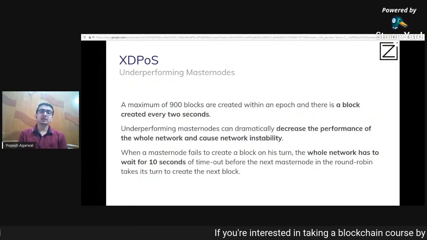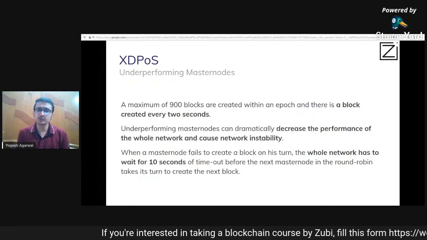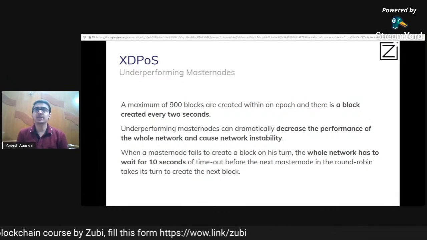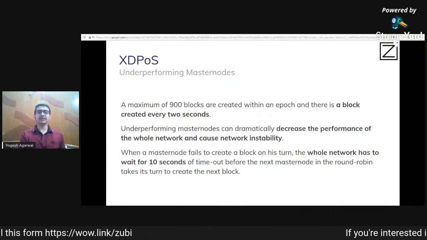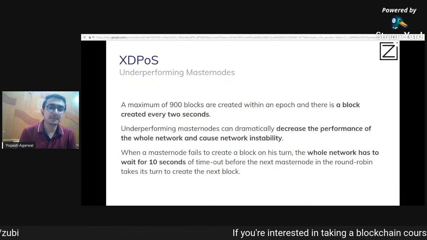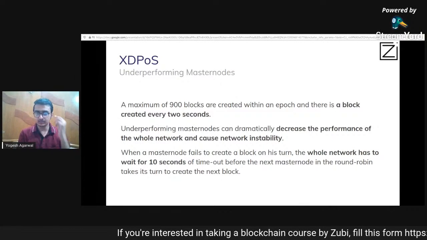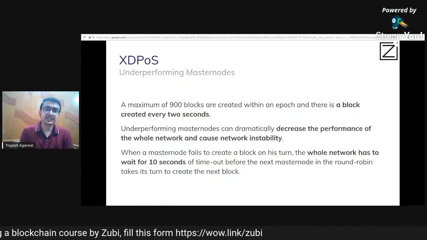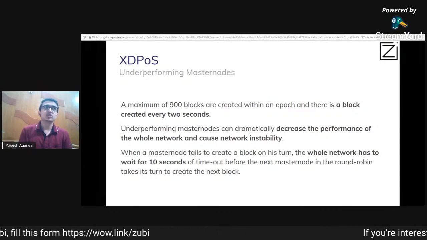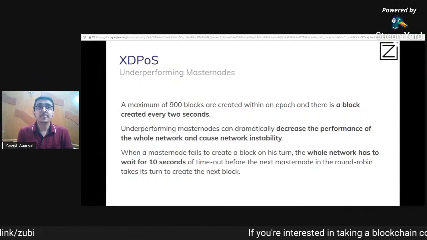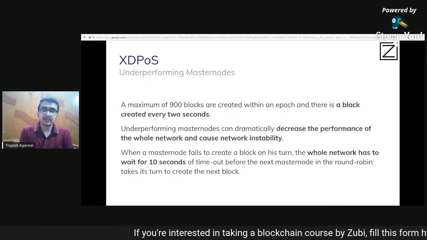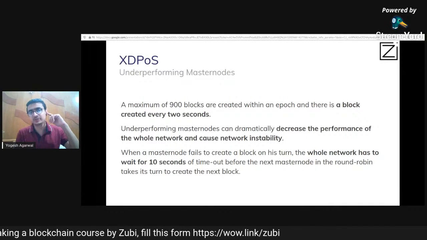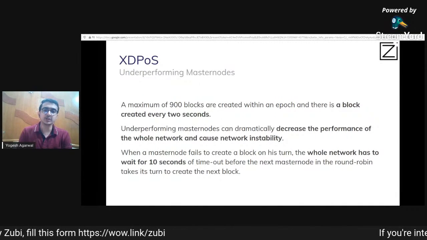There's a term called epoch. It's basically a time period, and different networks can define it accordingly. In XDPoS, an epoch is a period in which a maximum of 900 blocks are created. And if we talk about the speed, every 2 seconds a block is created in XDPoS. In Bitcoin, we have seen that every 10 minutes one block was added, and here every 2 seconds a block is added. So you can imagine the difference in the speeds of the transactions. We'll come to the actual number soon.